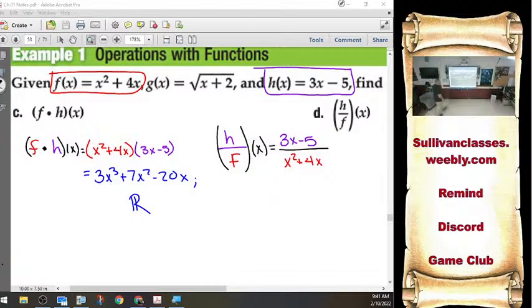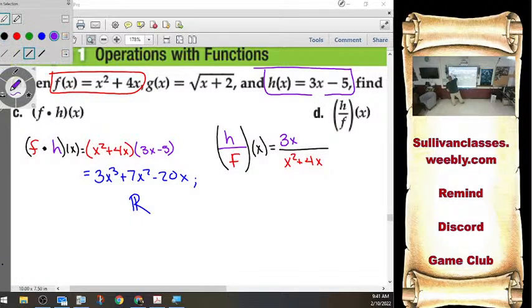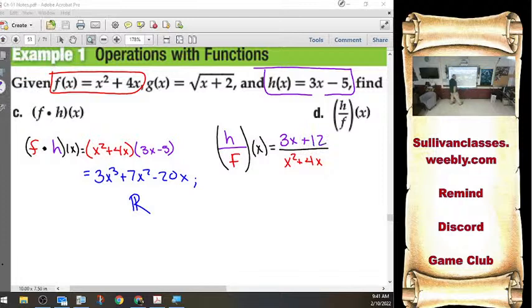Okay. What if that wasn't minus 5? What if h of x was 3x plus 12? Do you see how it changes? Okay. Now, it was just minus 5, so that's not going to happen. But I have to check for it.